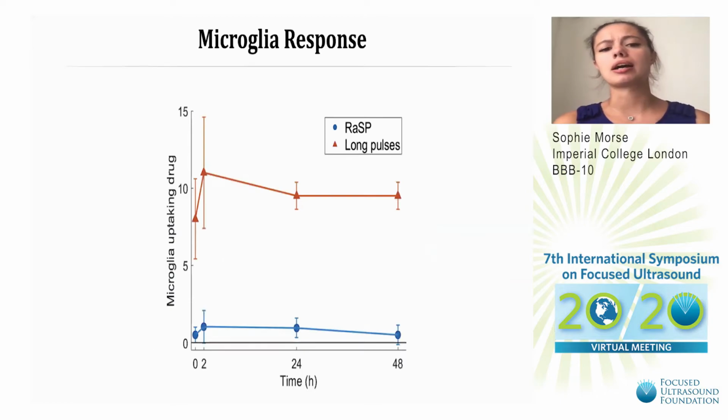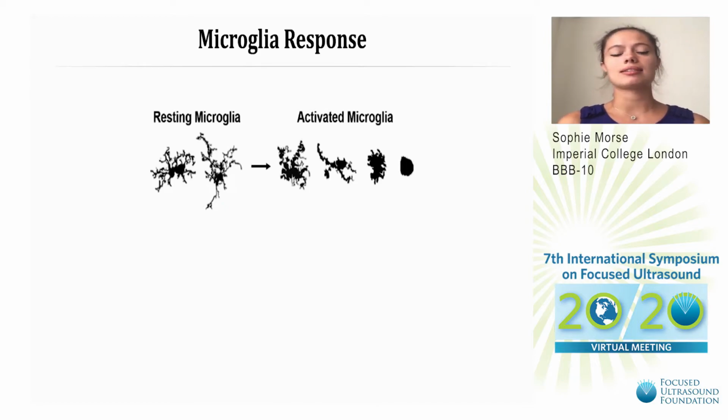So in terms of the microglia, what I see is in blue with the RaSP sequence, you'll be able to see that across 48 hours, we get a lot less of the microglia uptake in our model drug in these brains. In terms of the morphology, when microglia are resting, they have a branched state, branched morphology, ramified. When they're activated, they retract these branches and become a lot more rounded so that they can be recruited to a site of damage in the brain very quickly and they're very mobile.